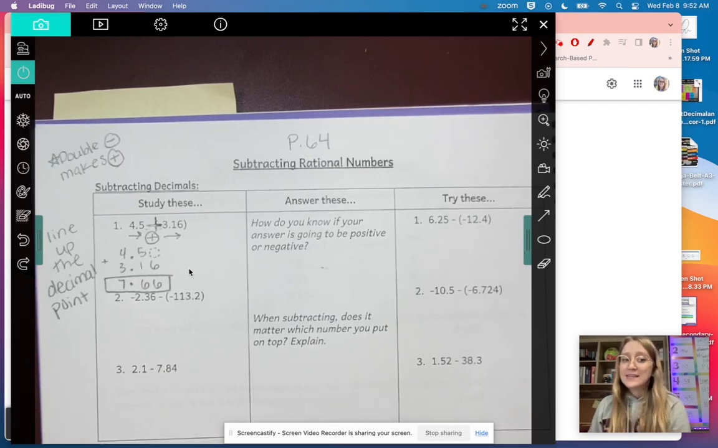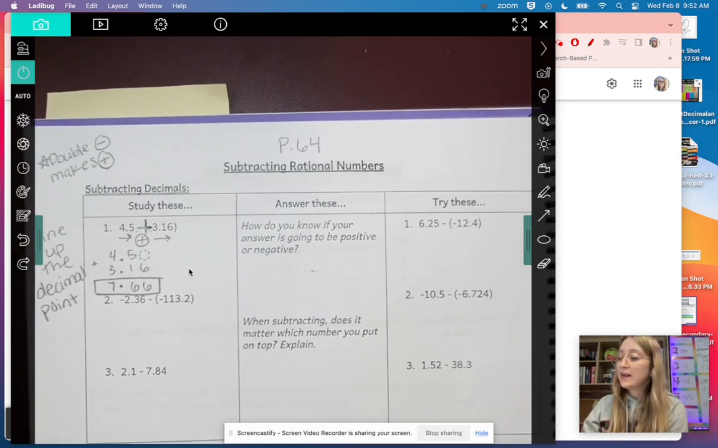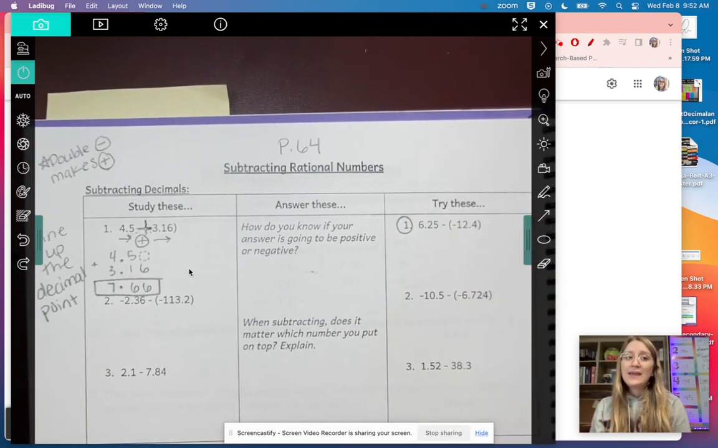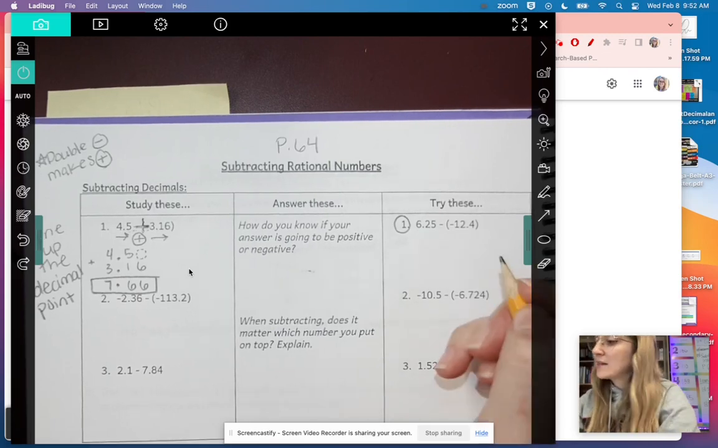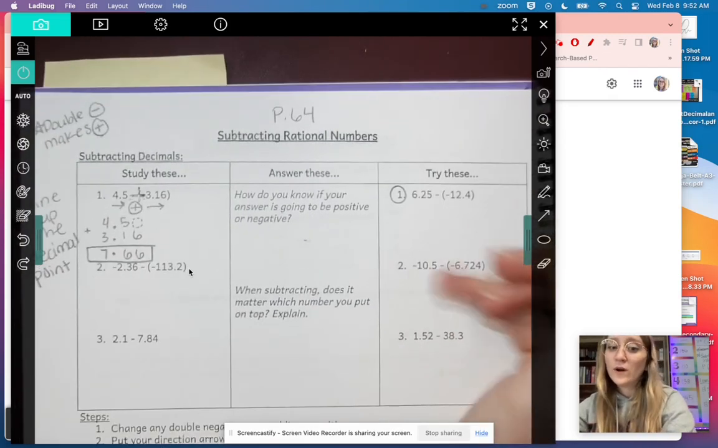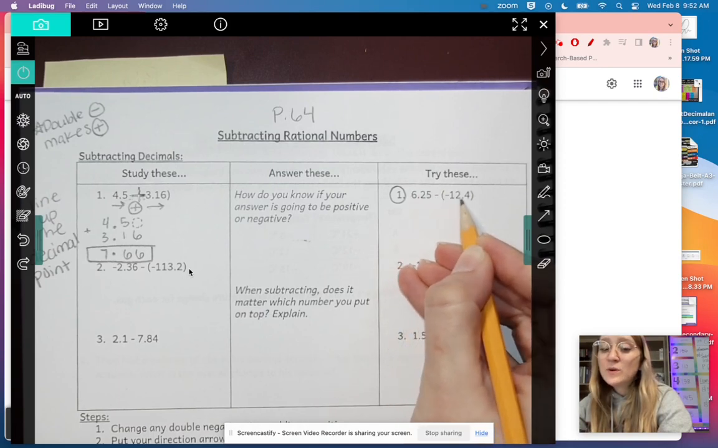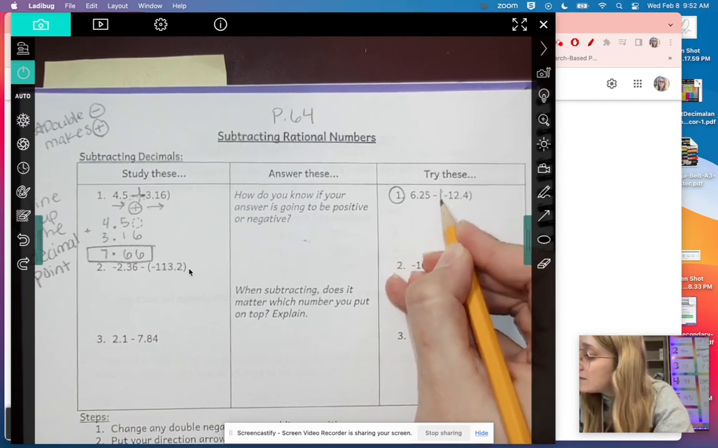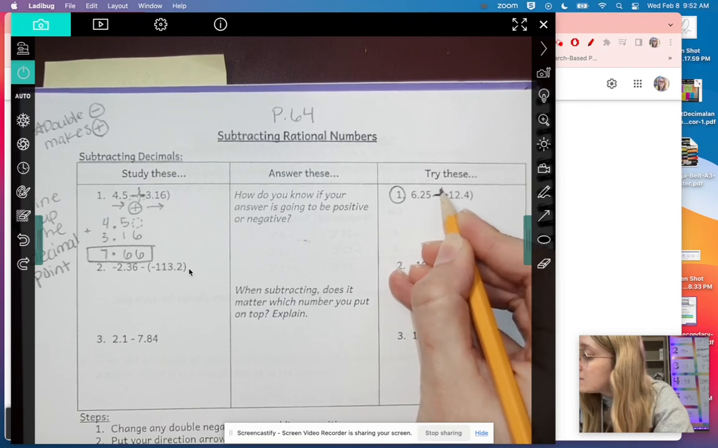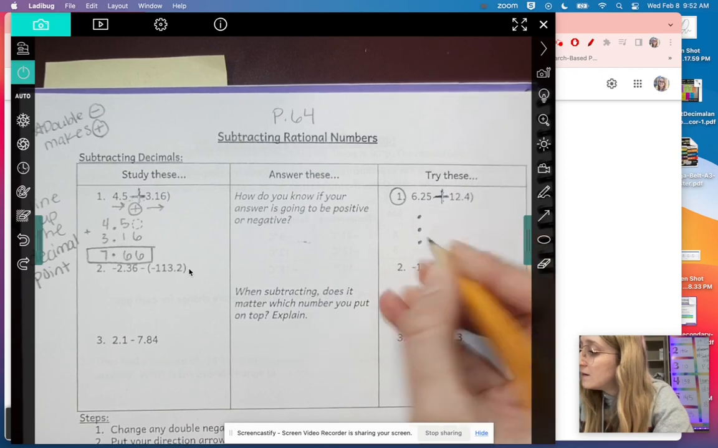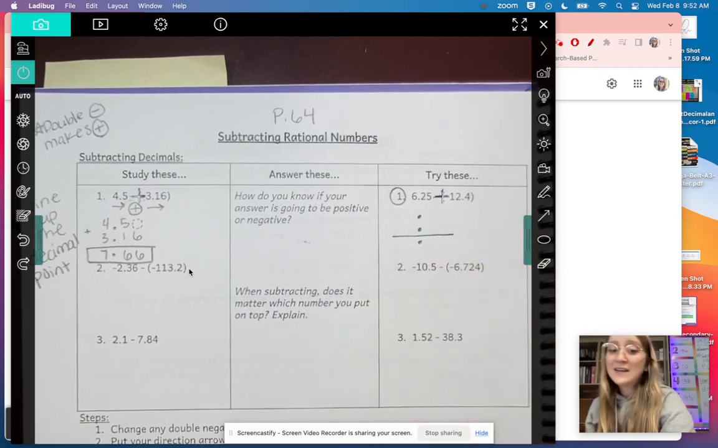Okay, let's take a pause here and go ahead and try number 1. And let's see if we got it correct. Make sure you're double checking your work. I again see 6.25 minus a negative 12.4. I see a double negative, so I'm going to make it into one big positive. I'm going to line up my decimal points and identify whether or not I'm adding or subtracting these values.